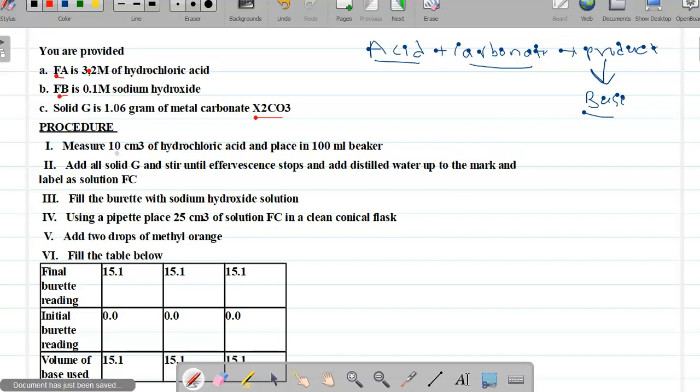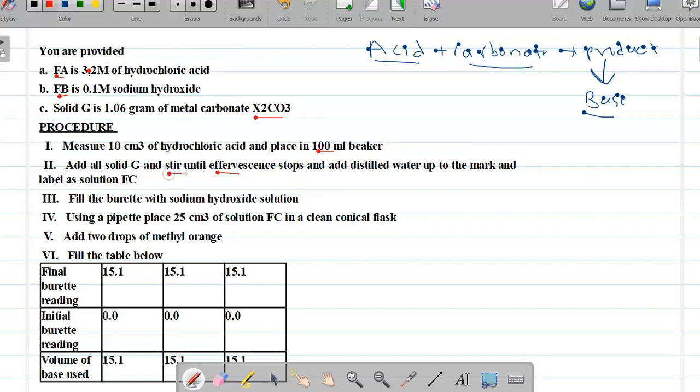In the first place, you take 10 cm³ of the hydrochloric acid and place it in a clean 100 ml beaker. Then you add all of solid G. This is acid and solid G is carbonate. When you add them, there is a reaction: acid reacting with carbonate. The product is a salt, X chloride, we don't know, plus carbon dioxide plus water. Due to the production of carbon dioxide, there is effervescence.